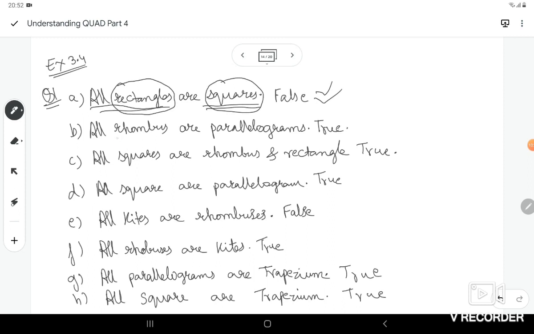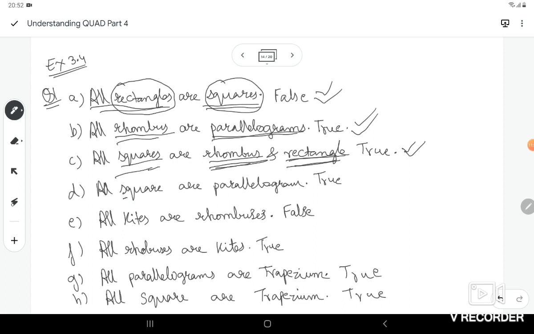Now its next part says all rhombuses are parallelograms. This is true because a rhombus is a subpart of a parallelogram, and a rhombus satisfies all the properties of a parallelogram. Moving on to part C, it says all squares are rhombus and rectangle. So this statement is also true because a square satisfies both the properties of a rhombus as well as all the properties of a rectangle.